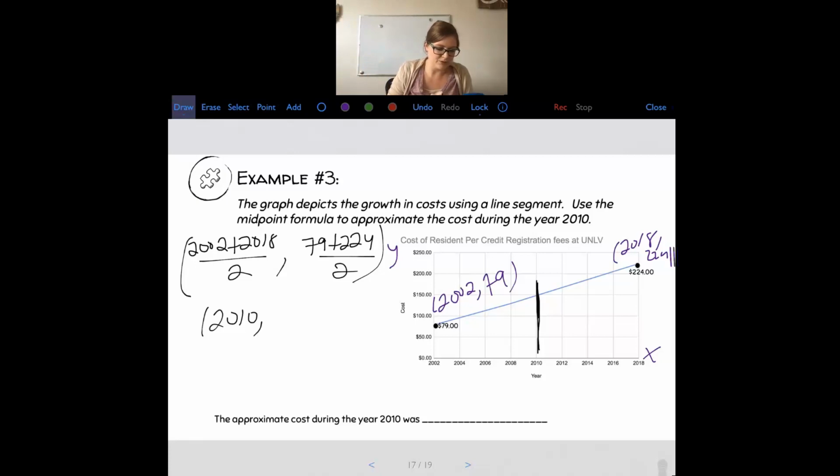79 plus 224, and we're going to divide that by 2. And I'm getting 151.50. Okay, remember this is the year and this is the cost. So to answer this question, the approximate cost during the year 2010 was $151.50.